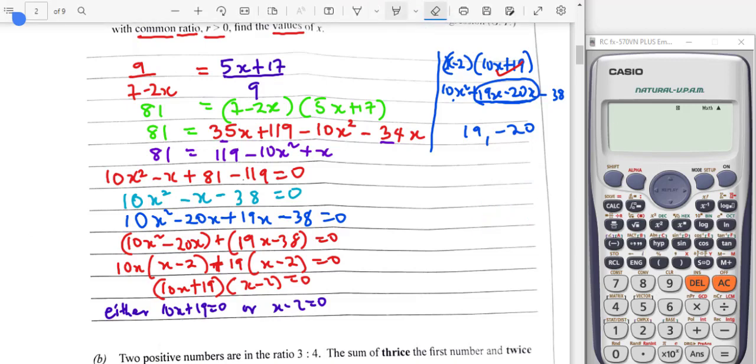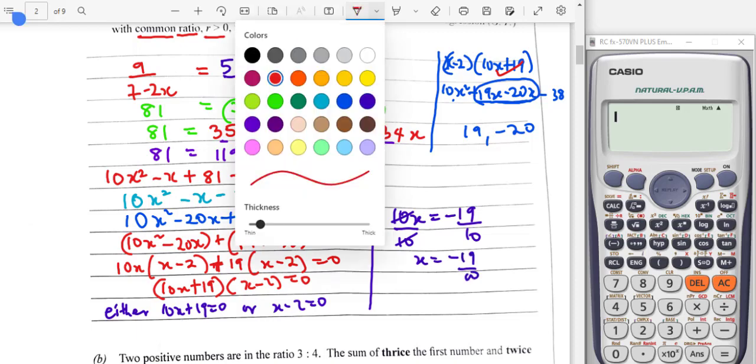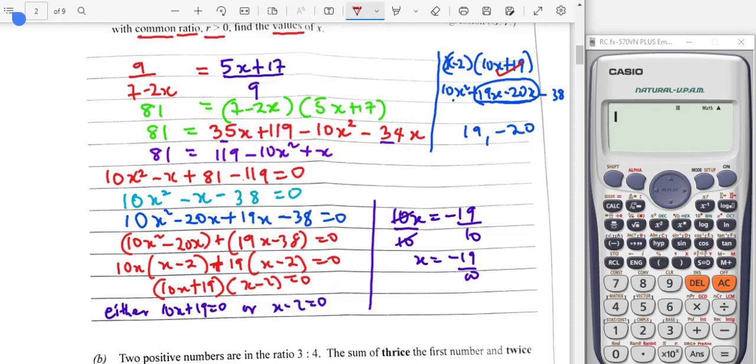Okay, so let me get back to work here. And from here, I'll leave 10x on the left. I'll send 19 to the right. I'll have negative 19. I'll divide through by 10. And x will be equal to negative 19 out of 10. Or x will be equal to, for the second one, I have x minus 2 equals 0.